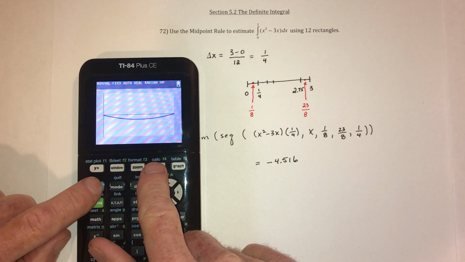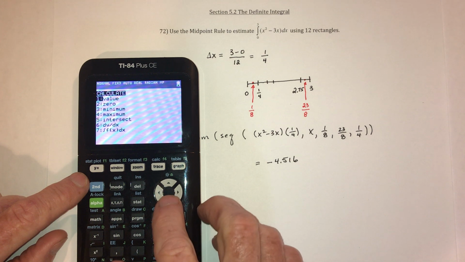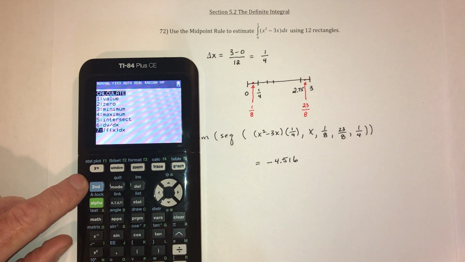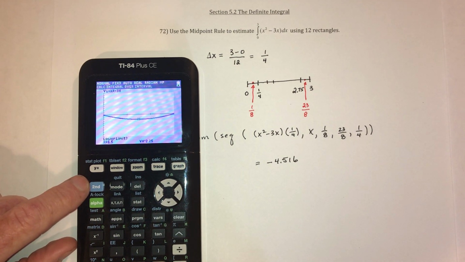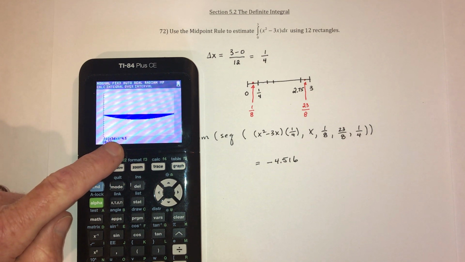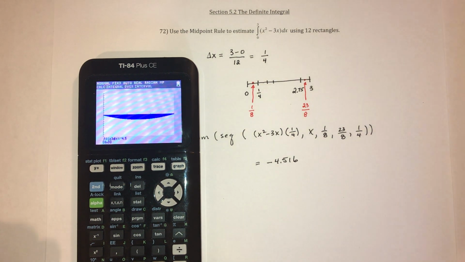Now to see what the actual answer is, go to second calculate, go to number 7, that finds area, and then go from 0 to 3. And it says the actual answer is a negative 4.5. So our estimate is pretty good.